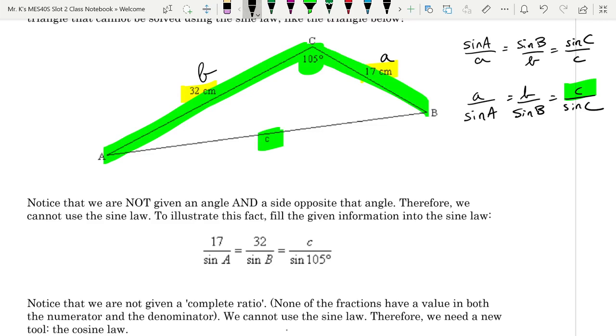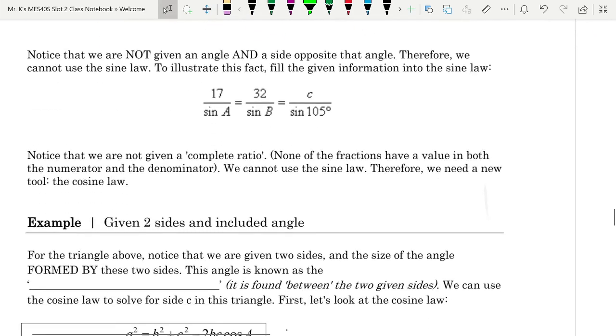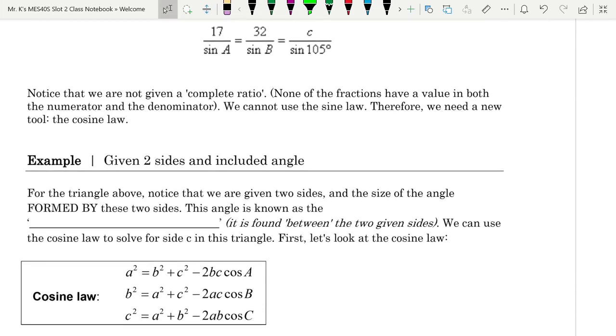In mathematics, we sometimes call this a side-angle-side problem. In other words, the angle that I know is between the two sides that I know. And if that's the only three pieces of information they give me about a triangle, sine law won't solve it. That's why I need cosine law.